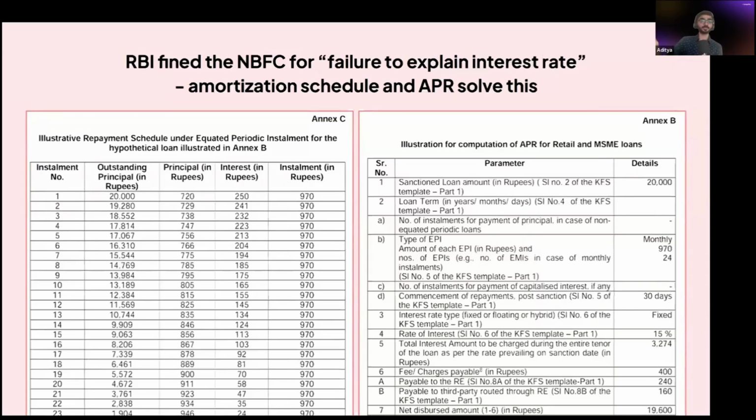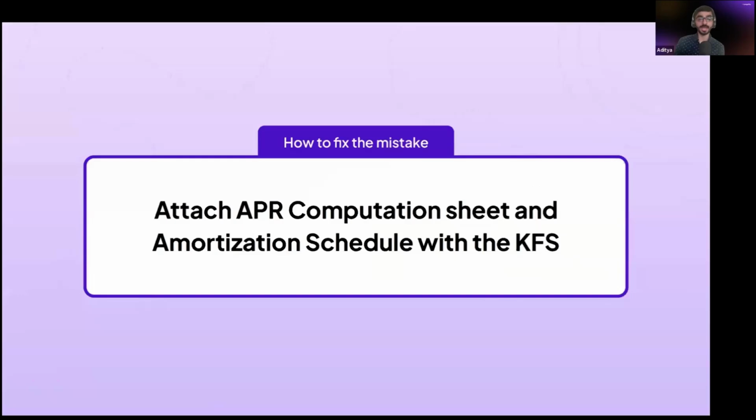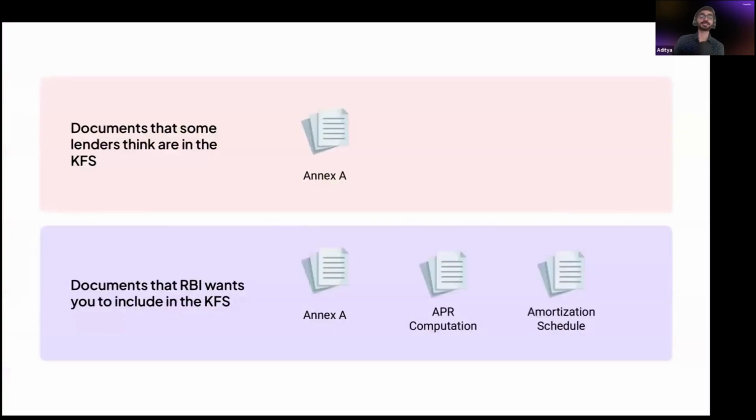While the KFS mentions the top level numbers, what is the final interest rate and things like that, the amortization schedule and computation sheet of APR actually explain how these numbers will function and how they will practically play out. So to prevent this violation from being flagged, make sure that clause 6 of the rules is complied with, that the APR computation sheet and the amortization schedule are attached with the KFS. Some lenders neglect these two documents because A, they are supplementary to the KFS, or there is operational friction in preparing these documents. But the KFS rules are crystal clear. A KFS kit, right? A KFS is actually not just the template that RBI has given under Annex.